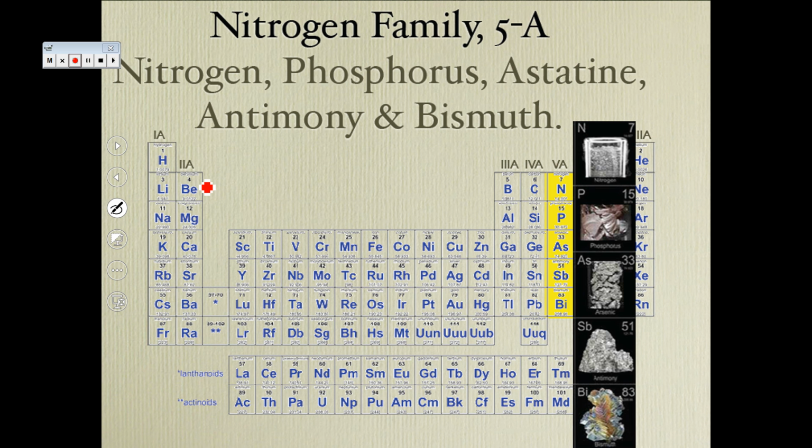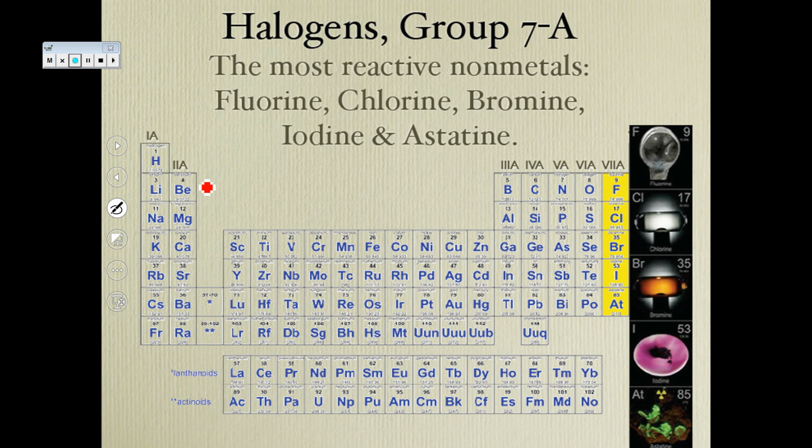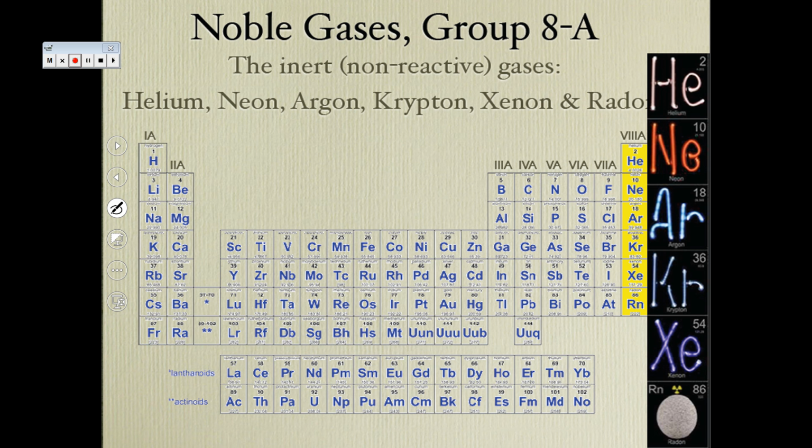The nitrogen family is group 5A. Nitrogen, phosphorus, astatine, antimony, and bismuth. The oxygen family is group 6A. Oxygen, sulfur, selenium, tellurium, and polonium. The halogens, so group 7 has a special name. They are called the halogens. They are the most reactive nonmetals. Fluorine, chlorine, bromine, iodine, and astatine. And then the noble gases are group 8A, the inert non-reactive gases of helium, neon, argon, krypton, xenon, and radon.